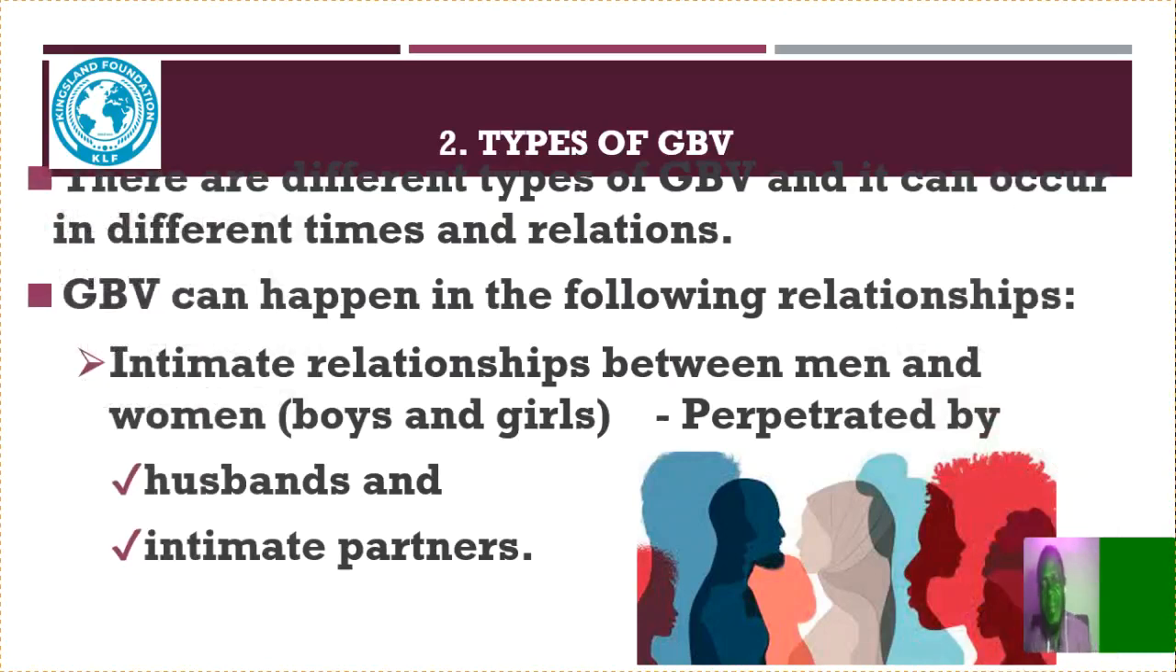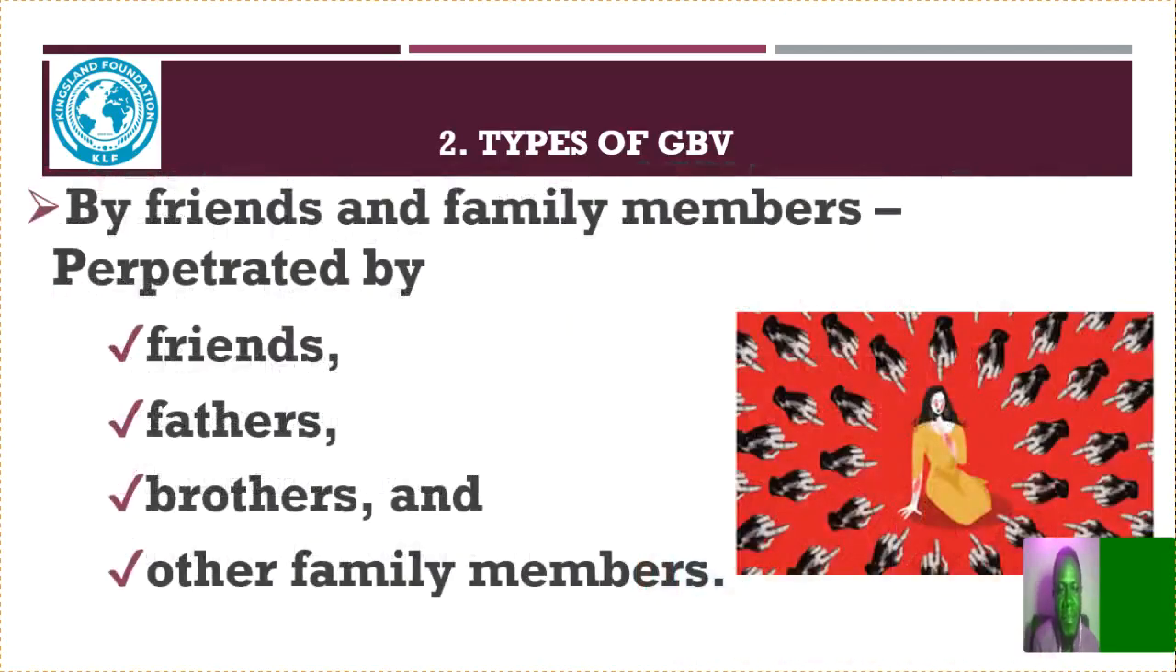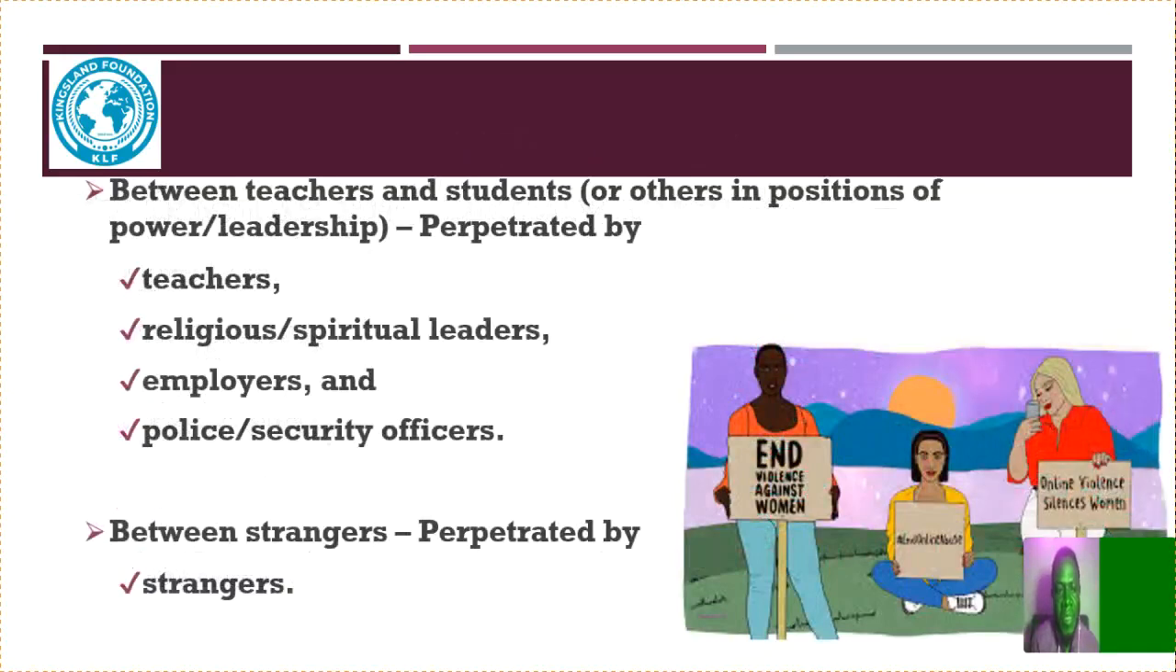Now, types of gender-based violence. There are different types of gender-based violence, and it can occur at different times and locations. GBV, or gender-based violence, can happen in the following relationships. One, intimate relationships between men and women, that is boys and girls, perpetrated by husbands and intimate partners. It can also be perpetrated by friends and family members, such as fathers, brothers, sisters and other family members. It is also perpetrated between teachers and students, by those in positions of power or leadership, such as teachers, religious and spiritual leaders, employers, and police or security officers. It can also be perpetrated by strangers, as the case may be.